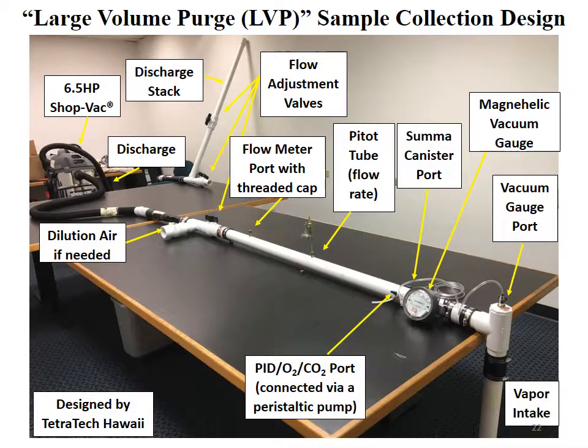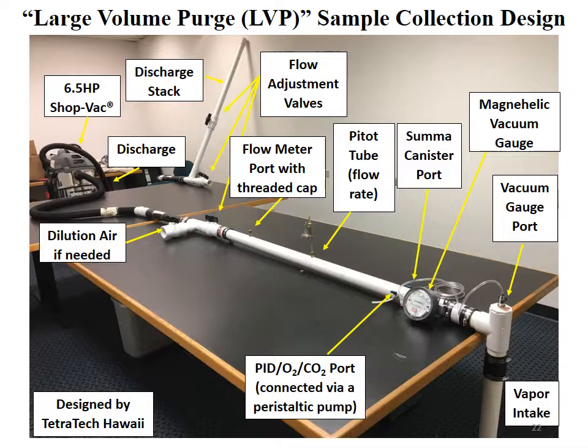This is the setup that Tetra Tech designed for us to collect a large volume purge, LVP samples as we refer to them, at our study site. Again, overall it's fairly simple. On the right hand side is the vapor intake port. It's what's installed through the slab. On the far left is the 6.5 horsepower shop vac, and then there's a purge train in between.